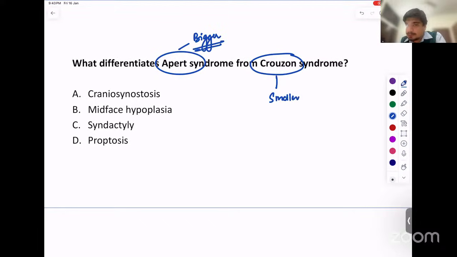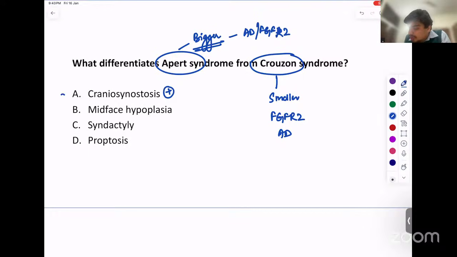Apert is the bigger brother, right? Crouzon occurs because of FGFR2 gene mutations, autosomal dominant. Apert also occurs autosomal dominant with the same FGFR2 gene mutation, but the manifestation is a little more severe as far as Apert is concerned. Crouzon has craniosynostosis, Apert also has craniosynostosis, both are craniosynostosis syndromes.